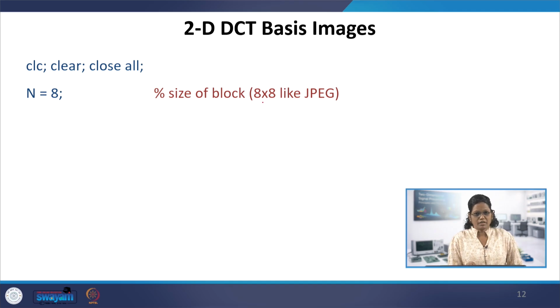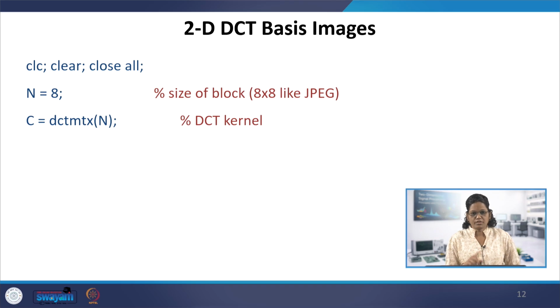So it can be of any size also. Just to illustrate it here, a block size of 8 by 8 is used, and this DCT matrix of n, if you use it in MATLAB, then dctmtx of n results in the DCT kernel. Recall the DFT kernel, where we treated the DFT as a linear transformation in 1D, where we calculated the twiddle factor matrix.